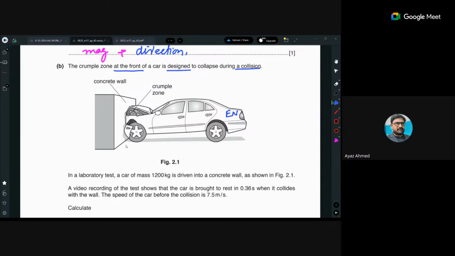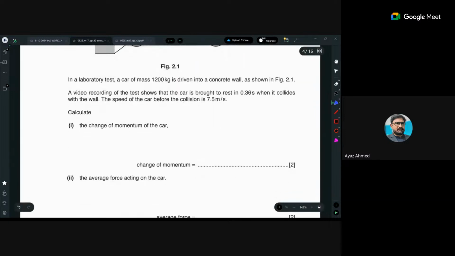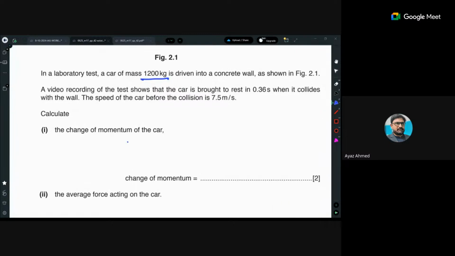So a crumple zone at the front of the car is designed to collapse during the collision. In a laboratory test, the car has a mass of 1200 kg and is driven into a concrete wall, as shown in figure 2.1. The video recording of the test shows that the car was brought to rest in 0.36 seconds when it collides with the wall. The speed of the car before the collision is 7.5 meters per second. Calculate the change in momentum of the car.